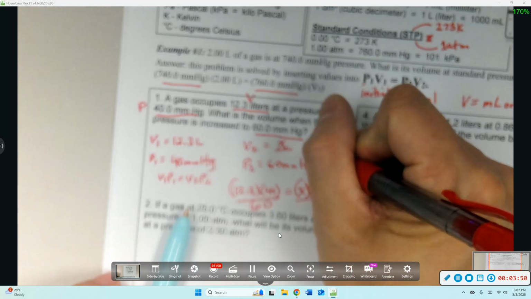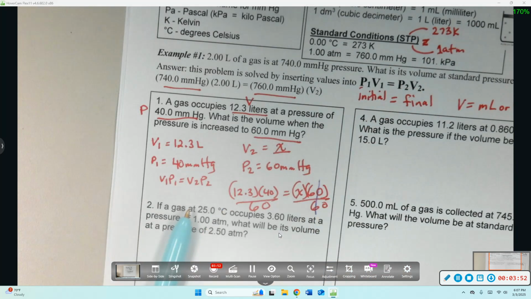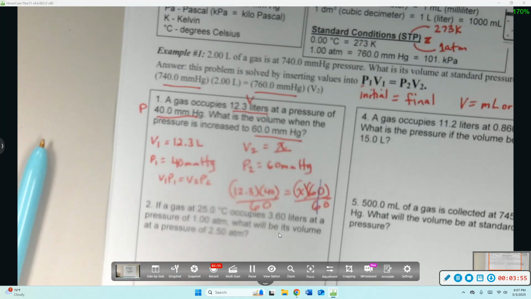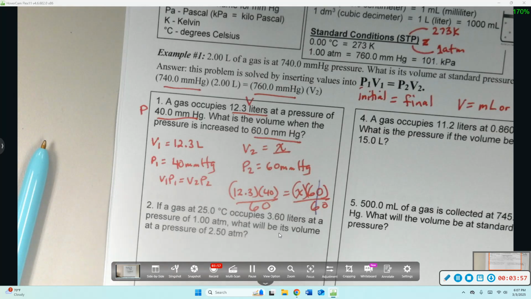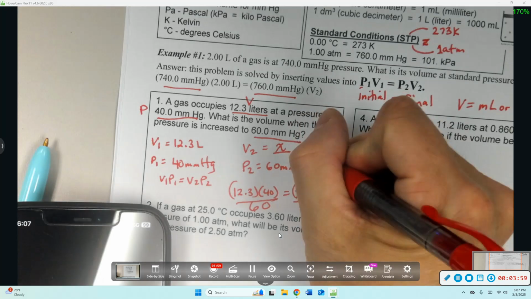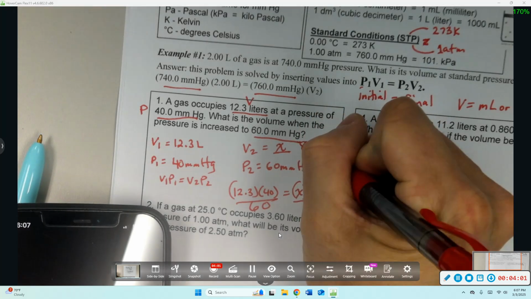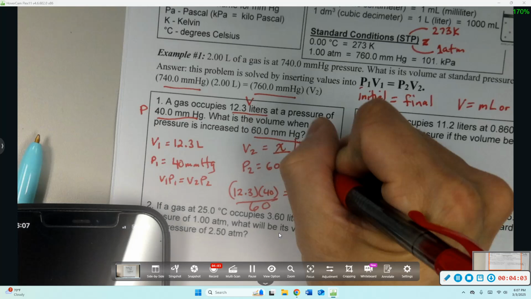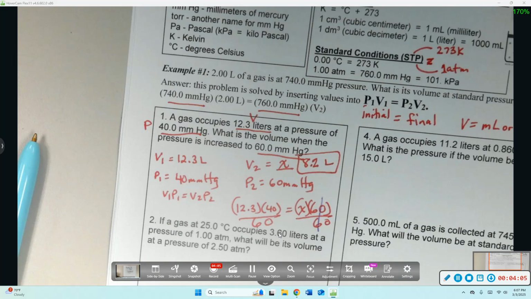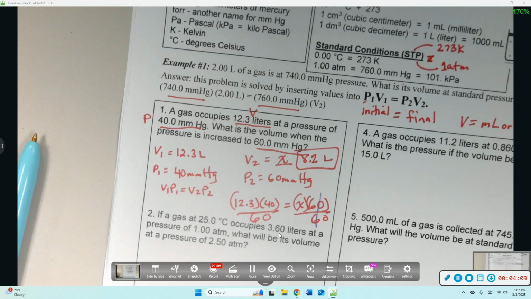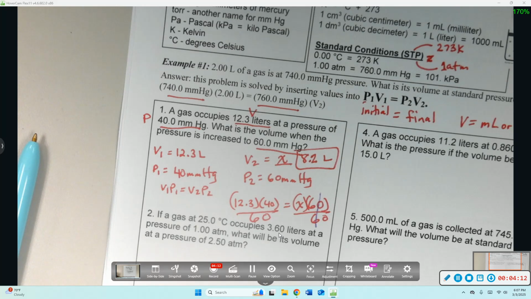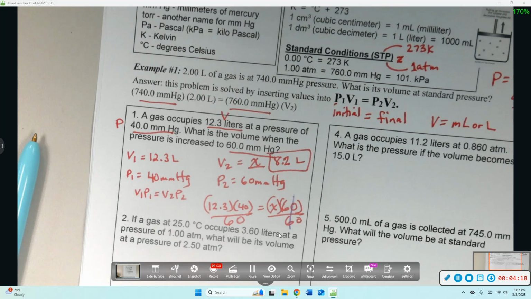X is which is equal to V here. So punch that in your calculator. 12.3 times 40 divided by 60, and I get 8.2 liters. It's going to be the same unit as your V1. Okay, it'll be the same unit. Yeah, it's not difficult, guys. It's just algebra. This is just algebra. You have three variables and you have to find one.